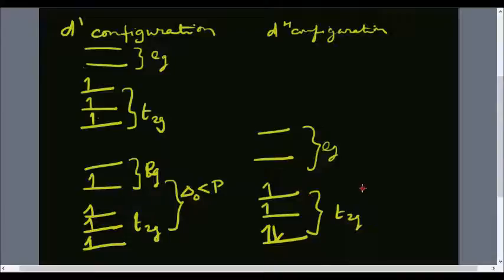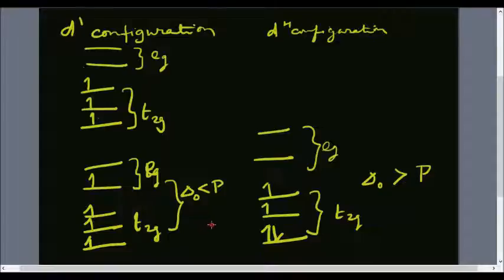In the other case, where del O is greater than P, that is, the energy needed for pairing is less than the energy needed to go to the higher energy orbital, the second case will happen. I suppose it is clear to you. For a metal ion with the d4 configuration, these are the two options for the fourth electron to occupy.